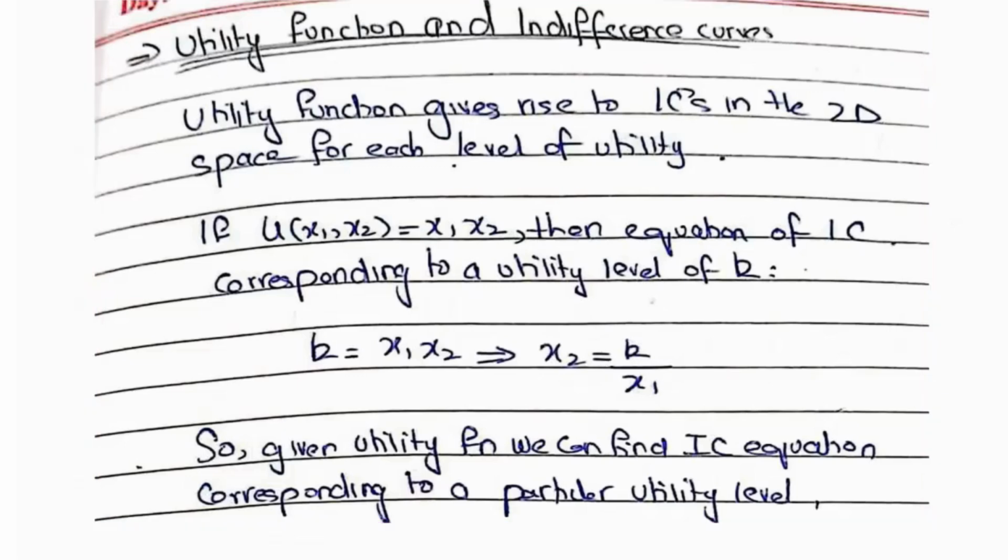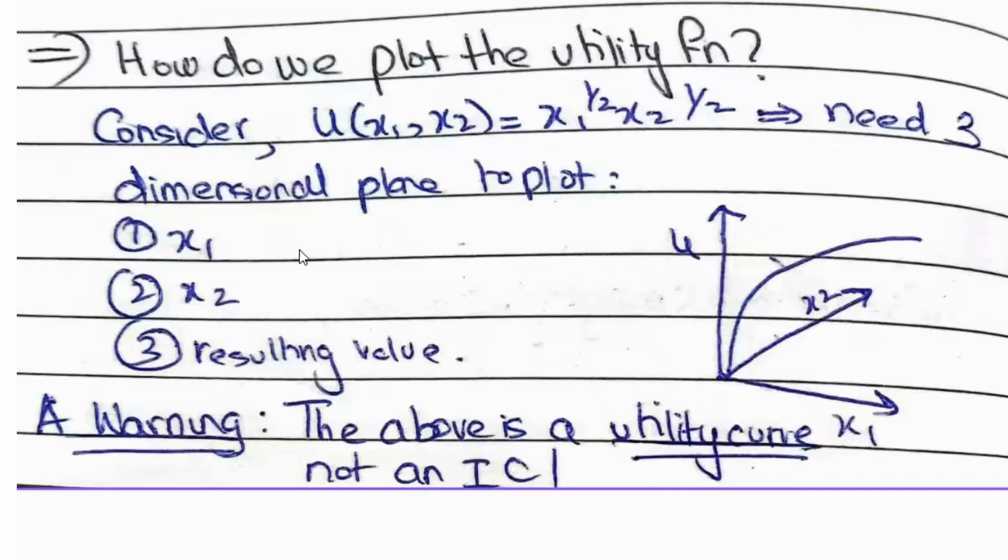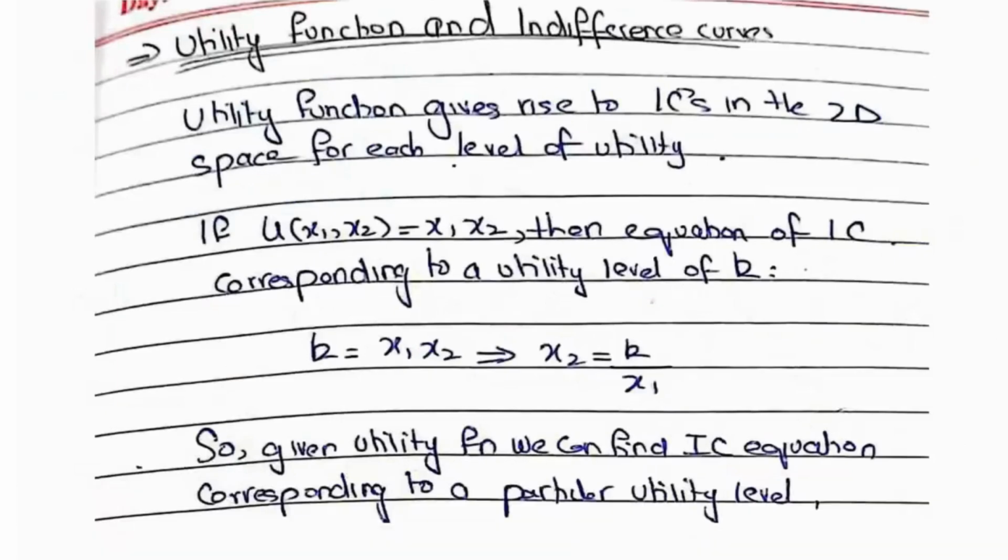So when we plot the utility function as is, in a two-good world in a three-dimensional plane, that's not an indifference curve. That's a utility curve. It's a graphical representation of our utility function. When we're plotting indifference curves from the utility function, we're fixing the utility at a particular level. We put U(x1, x2) equal to some particular utility level like k, and then we see all combinations of x1 and x2 that give us that utility level. That gives us the IC. So from a utility function, we can get indifference curves by fixing the utility at a particular level to get the indifference curve corresponding to that utility level.